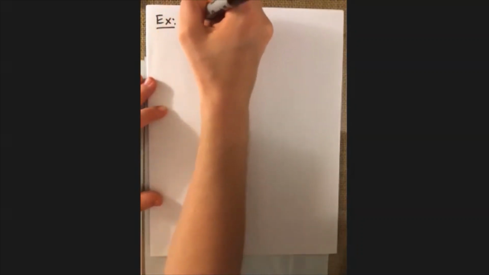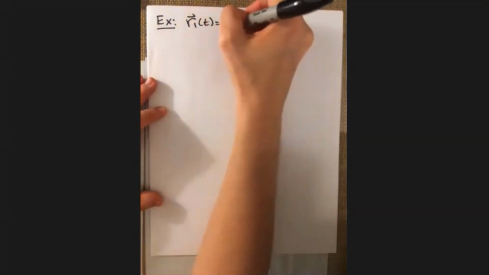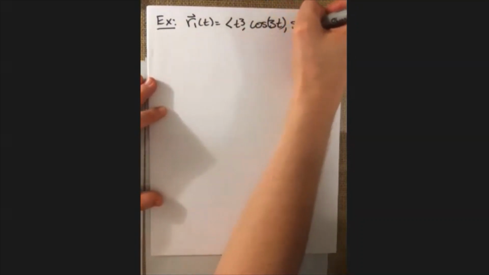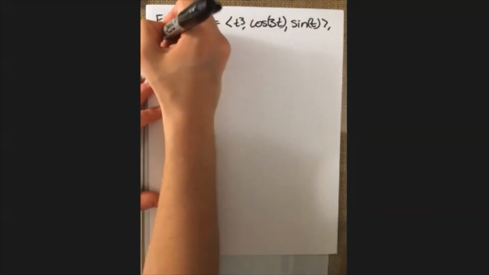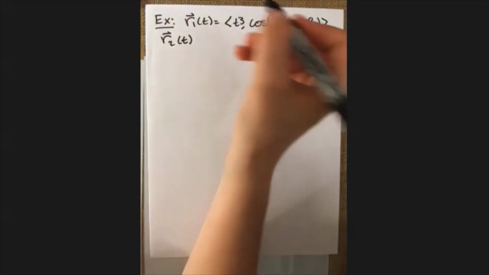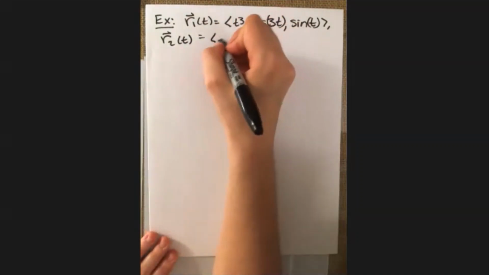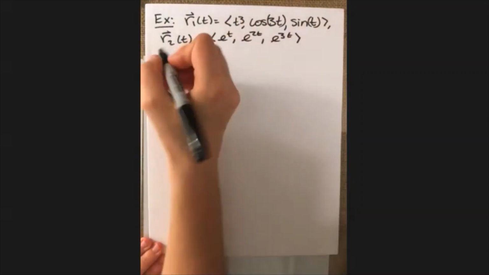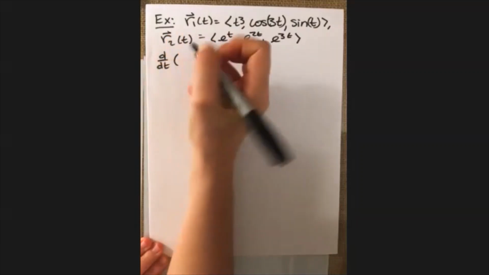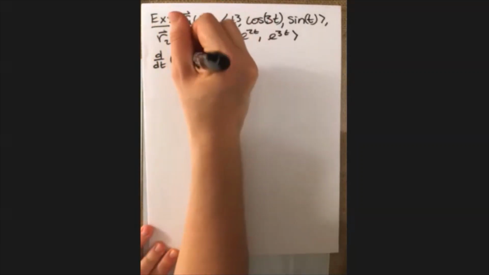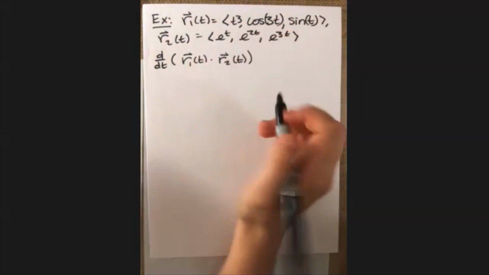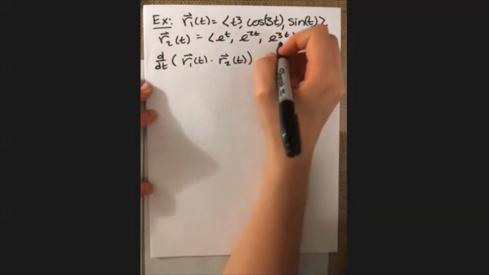So for our first example, I'm going to let r1 of t be equal to t cubed, cosine 3t, and then sine of t, and then my second one is going to be, let's say, e to the t, e to the 2t, and then e to the 3t. And for this first example, we're just going to look at using the dot product rule. So we're going to find d/dt of r1 of t dotted with r2 of t. And I'm going to find this two ways.